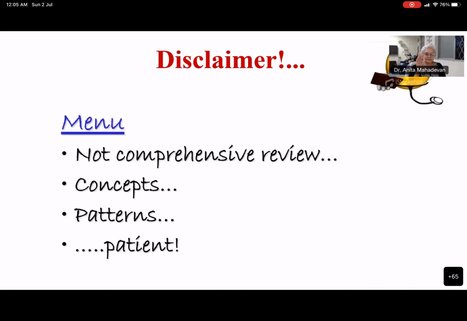So I'll start with a disclaimer too. This is not meant to be a comprehensive review. What I'm going to try and do today is just share a few concepts to kindle your interest in CNS infections, because that's, I think, one of the most fascinating topics in neuropathology. We learn patterns, but more importantly, I think we learn what it means to a patient behind that beautiful finding that we see on a slide that makes us probably go, wow.